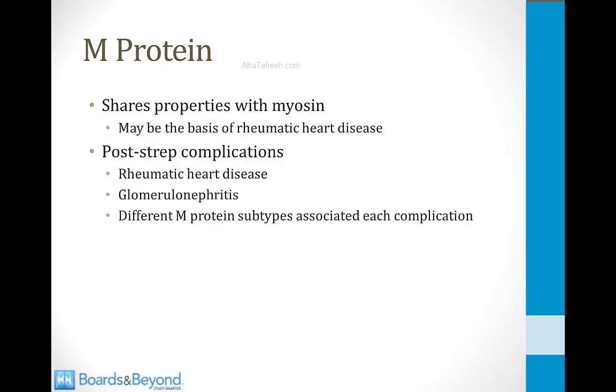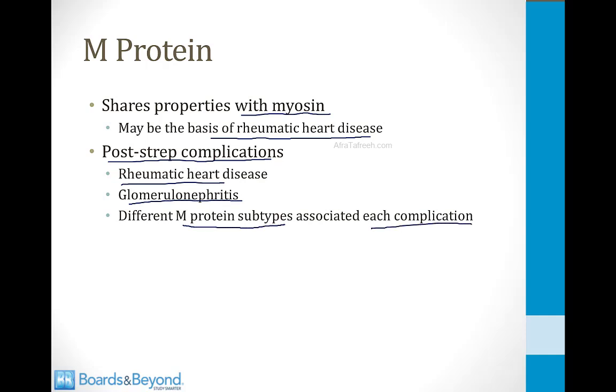The M protein shares many properties with myosin, and it's believed this may be the basis of rheumatic heart disease, where there's autoimmune damage to the heart in patients who have had a bacterial infection with strep pyogenes. In addition, the M protein is important when it comes to the post-strep complications. Patients who have had a strep throat can develop rheumatic heart disease or glomerulonephritis following the infection, and it turns out that different M protein subtypes are associated with each complication. It's very interesting. Patients almost never get both rheumatic heart disease and glomerulonephritis. They get one or the other, and that's because different M protein subtypes are associated with each complication.